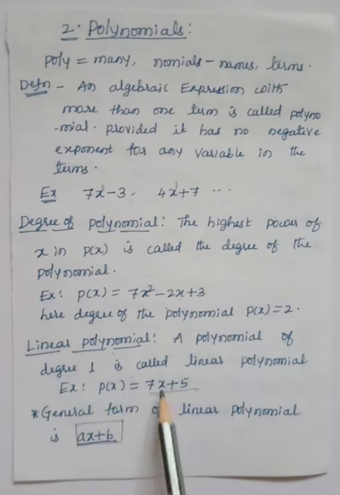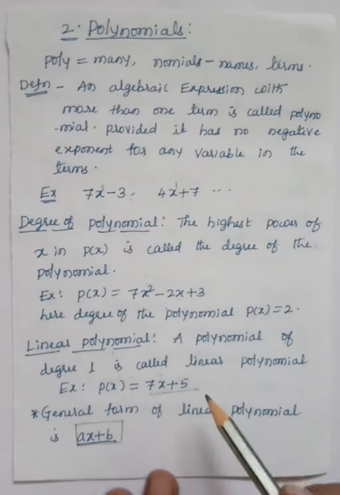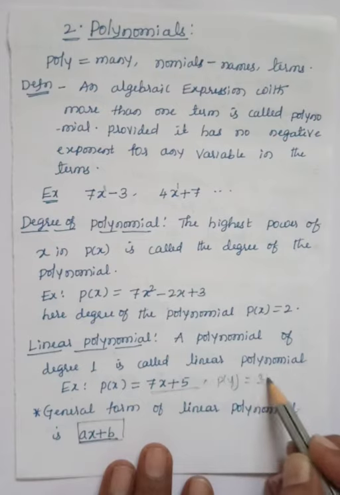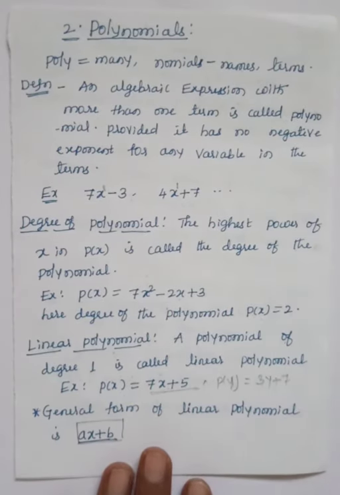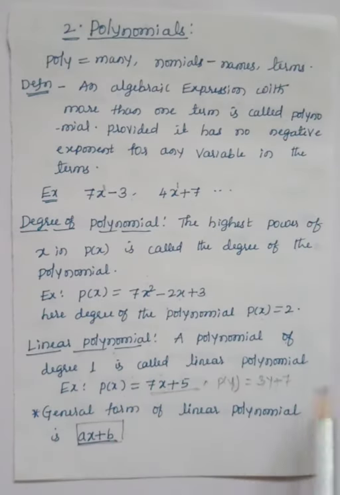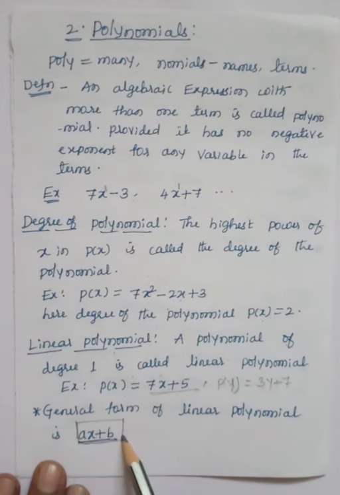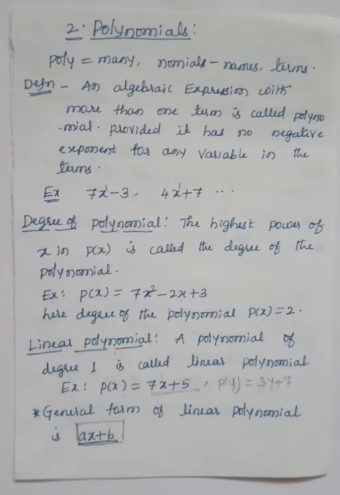Linear polynomial is nothing but what? Whatever variable you can take, not only x. You can take this as p of y is equal to 3y plus 7 and so on. Whatever variable you take, but the highest power of the variable must be 1, then only we can say that is a linear polynomial. What is the general form of linear polynomial? General form of linear polynomial is ax plus b. This is important, you should remember this one. Ax plus b is the general form of linear polynomial.